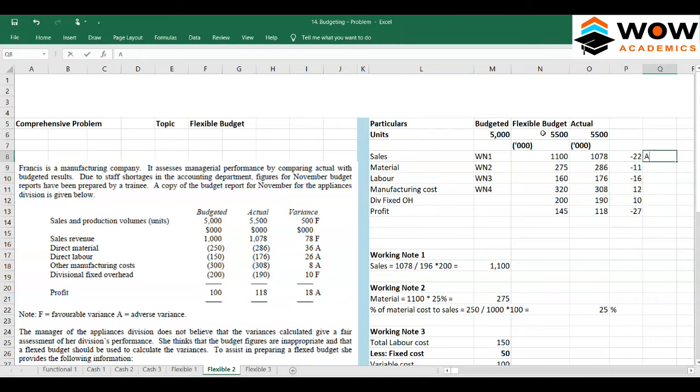So this is adverse. This is favorable, adverse, favorable, favorable, and adverse. Okay. So when compared to this, we could see here the number of units sold. Okay, the number of units, I think this is variance. This is variance, and this is the result.